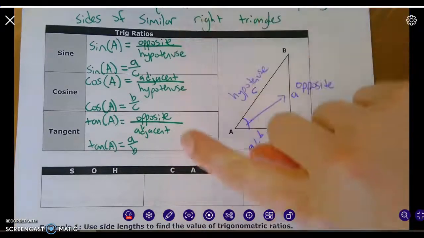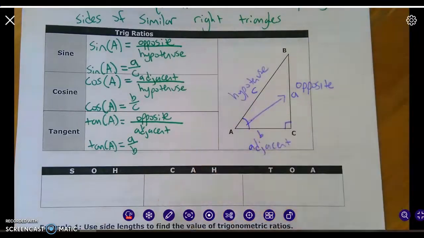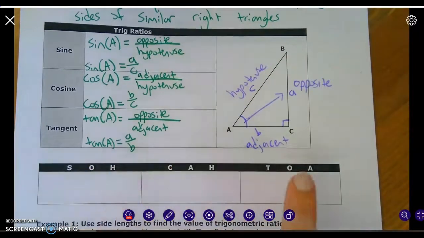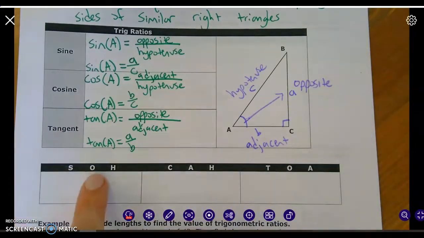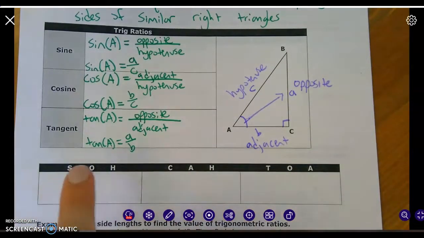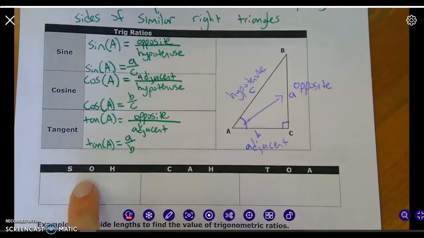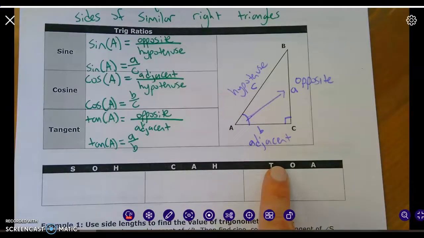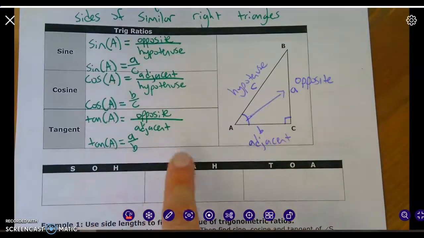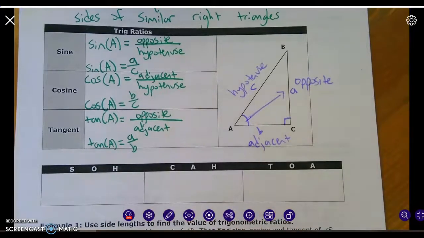Here's how you memorize this whole mess. Sorry, my brain is just not working right now. But here's your memory trick. Everyone repeat after me. So, ka, toa. So, ka, toa. So, ka, toa. Okay, so sine, cosine, tangent.